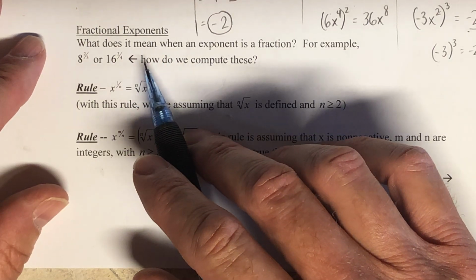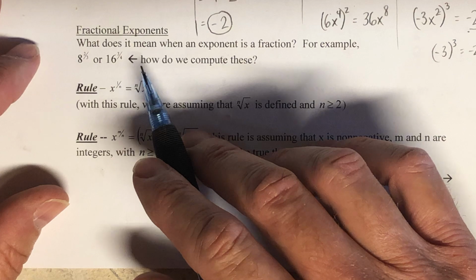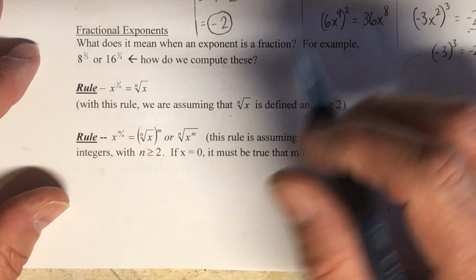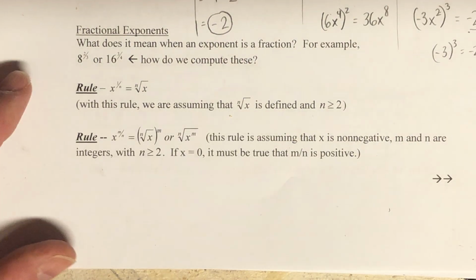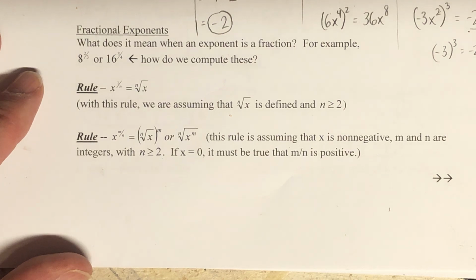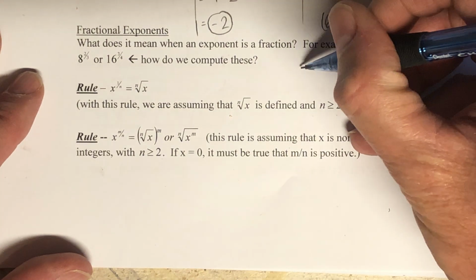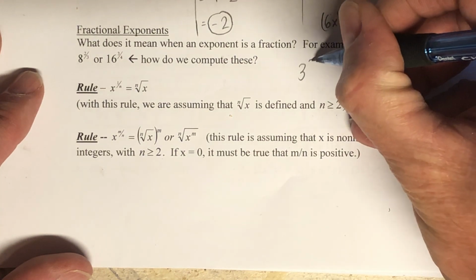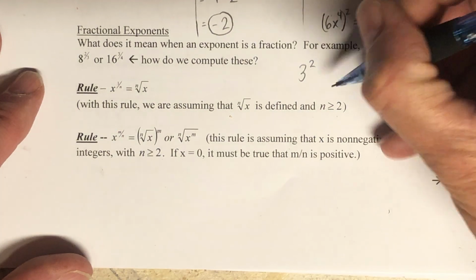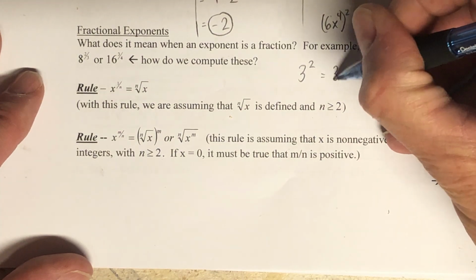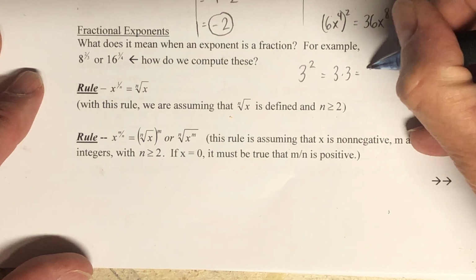And what we have here is a situation where we have an exponent that's not your normal exponent, obviously. As you guys know, when you have, for example, an exponent of 2, it means to multiply twice, right? 3 squared means 3 times 3, which of course is 9.